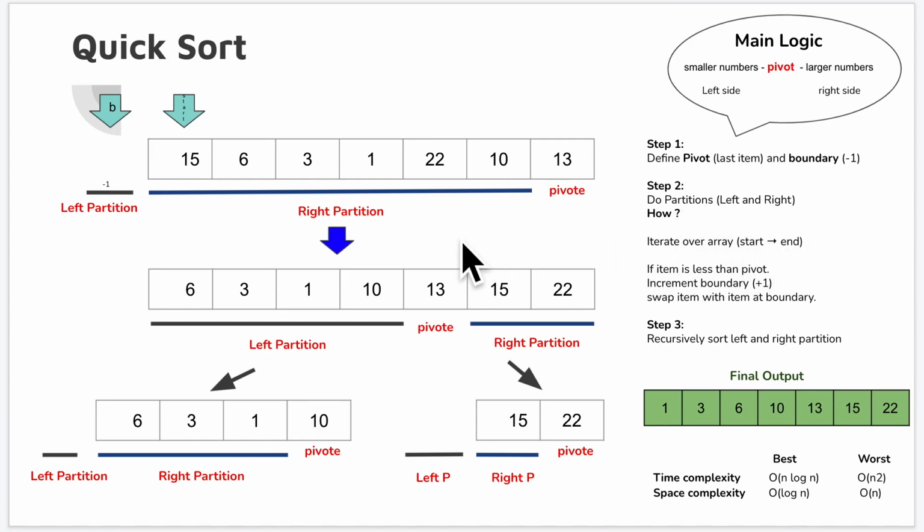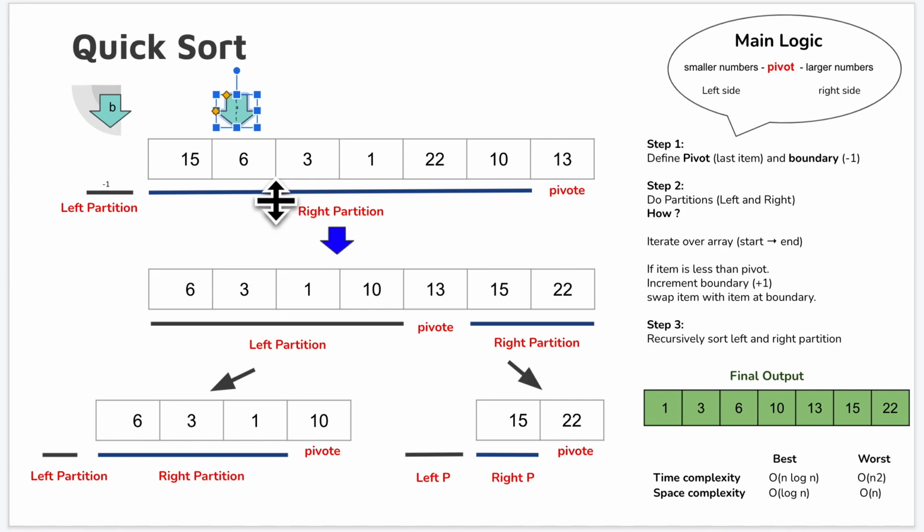How? Iterate over the array. So we need 2 pointers. One pointer which tracks the boundary, let's call it the B pointer, and one pointer we call the start pointer, which is at the 0 index, and we are going to scan. Now we compare with the pivot: is the number at 0 index less than the pivot? What is the pivot? 13. No, 15 is greater, so we don't need to swap this number. Let's move to the next index.